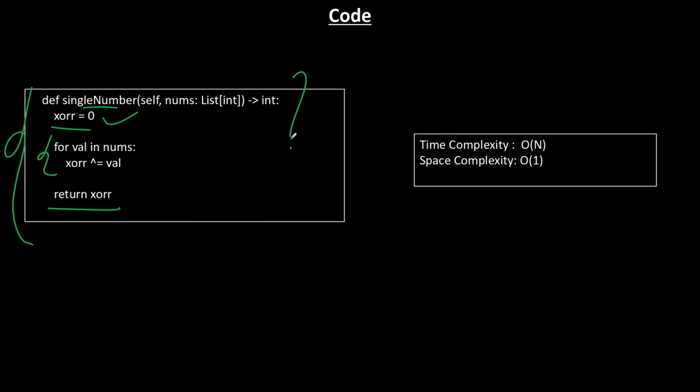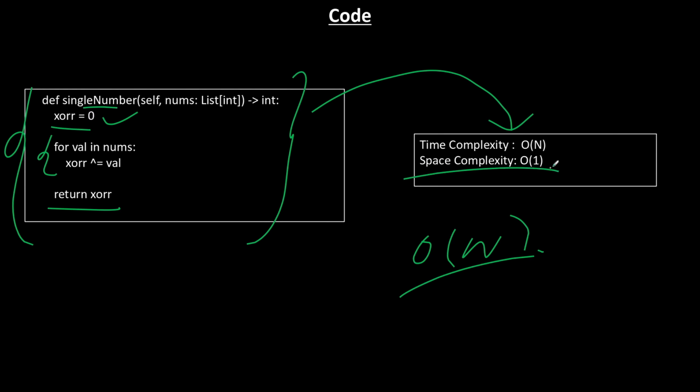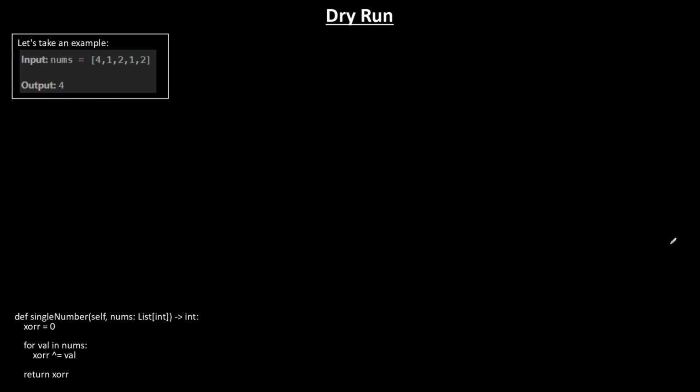And we can clearly see the time complexity for this is O of n because we iterate the complete array of size n. And the space complexity is O of 1 because we are not using any extra data structures such as array or dictionary or list to store the value. So I hope you understood the code explanation also. Now let's move to the next slide.